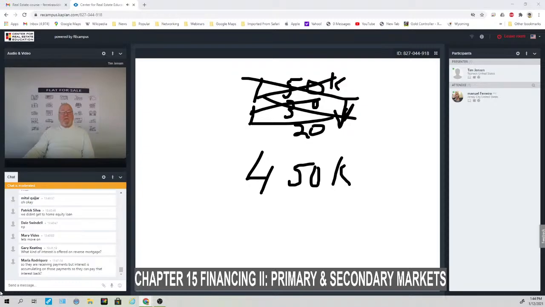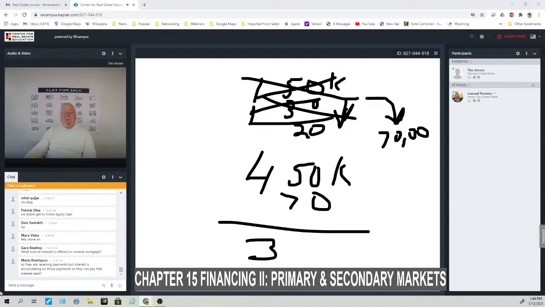As I pay my mortgage off over those 15 years, the $130,000 gets reduced by the mortgage payments I make. So now let's say I owe $70,000. I'm just using round numbers here. I owe $70,000 after 15 years of payments. My equity, if the house is worth $450,000 minus 70, equals $380,000 of equity stored up in the property.